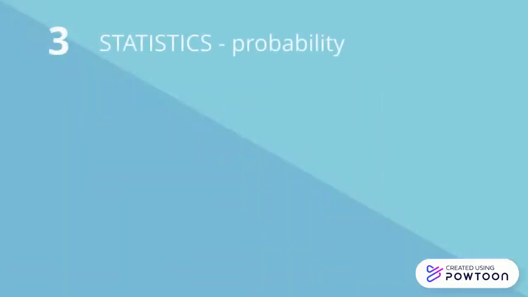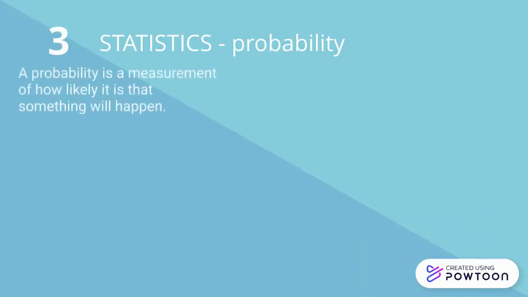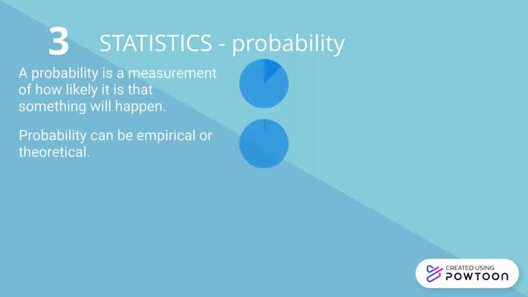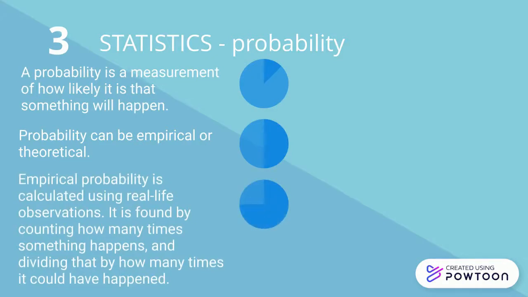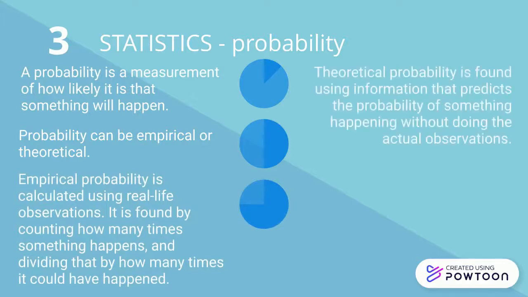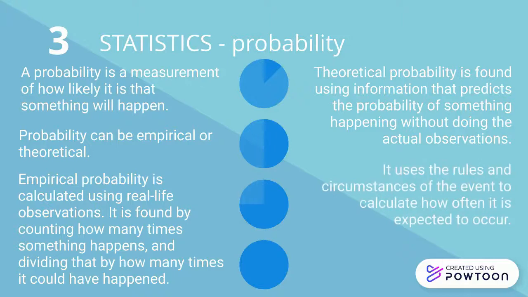You can use statistical analyses to determine the probability of an outcome, a measurement of how likely it is that something will happen. Probability can be empirical or theoretical. Empirical probability is calculated using real-life observations. It is found by counting how many times something happens and dividing that by how many times it could have happened. Theoretical probability is found using information that predicts the probability of something happening without doing the actual observations. It uses the rules and circumstances of the event to calculate how often it is expected to occur.